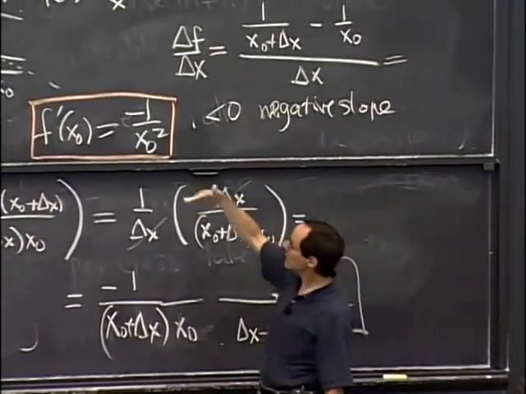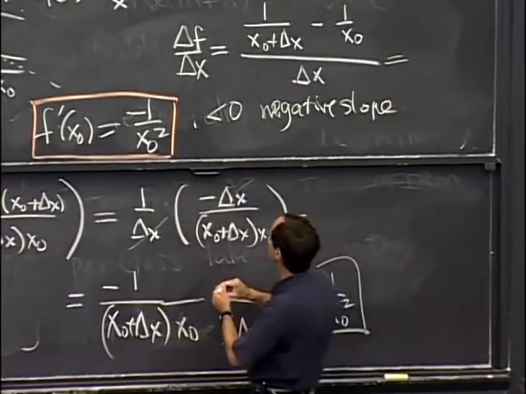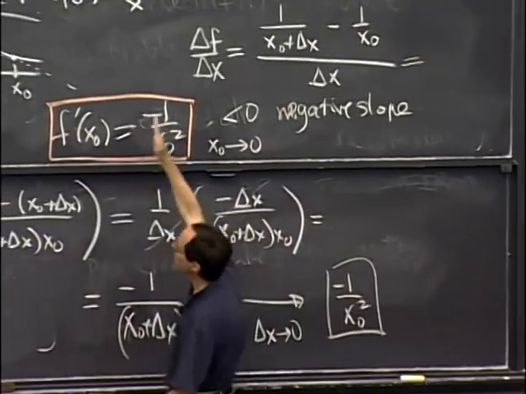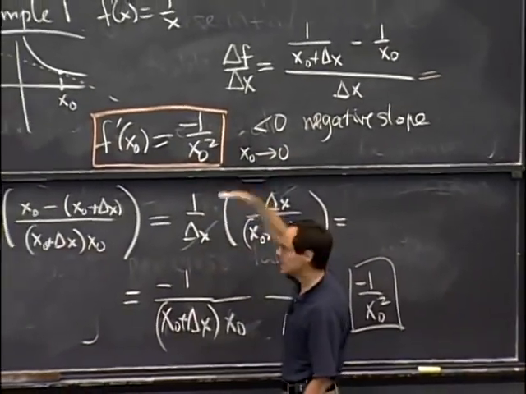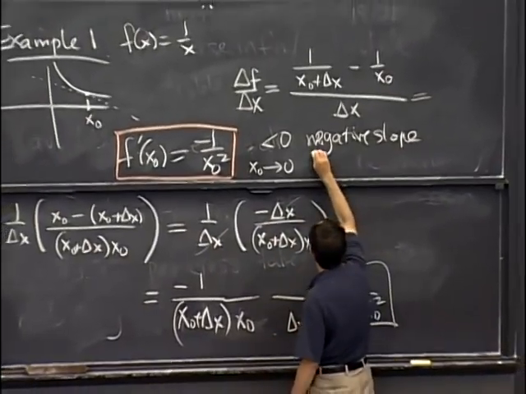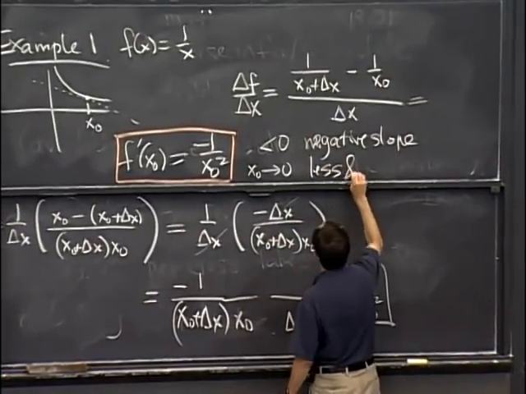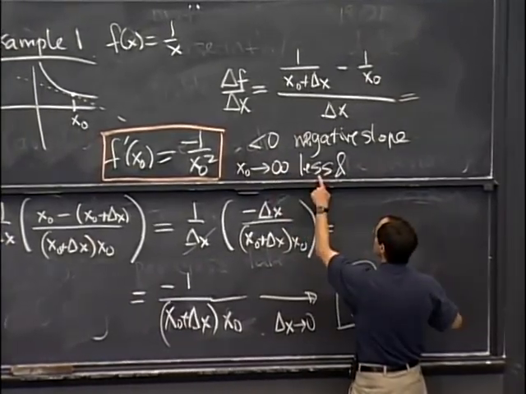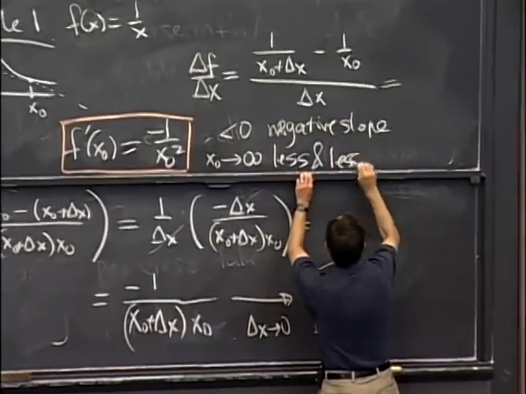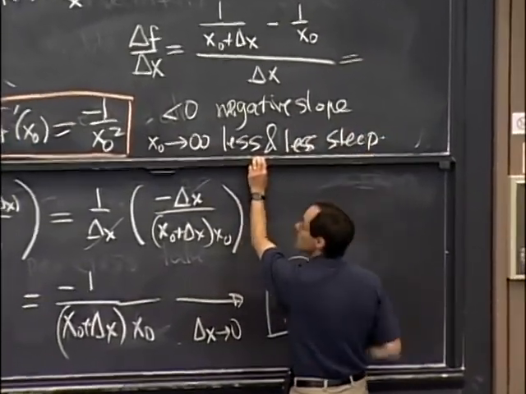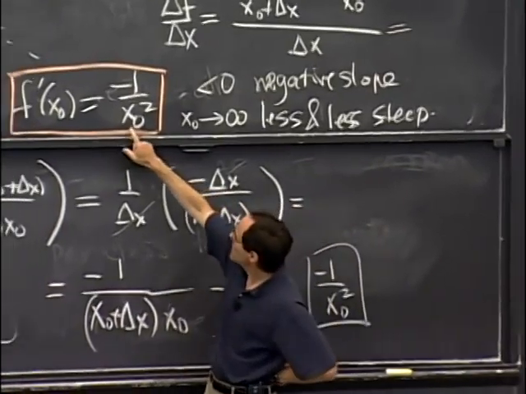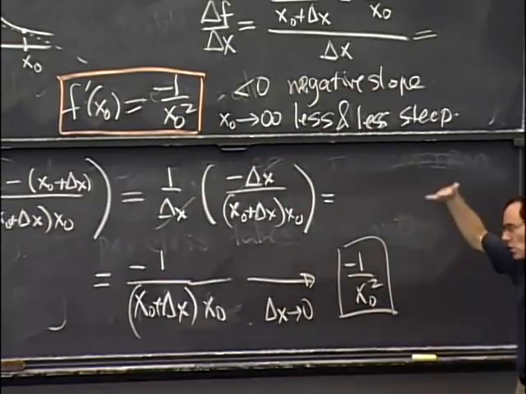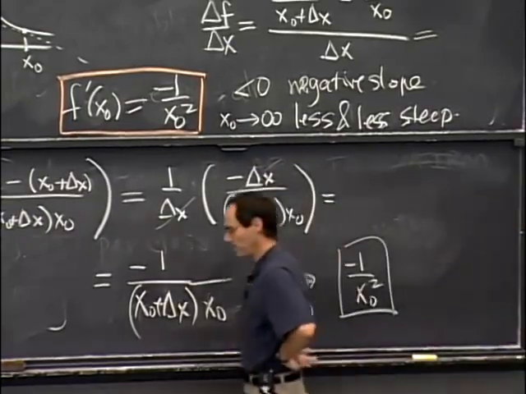And the second thing that I would just like to point out is that as x goes to infinity, that is, as we go farther to the right, it gets less and less steep. So less, and whoops, as x0 goes to infinity, not 0. As x0 goes to infinity, less and less steep. So that's also consistent here. When x0 is very large, this is a smaller and smaller number in magnitude, although it's always negative. It's always sloping down.